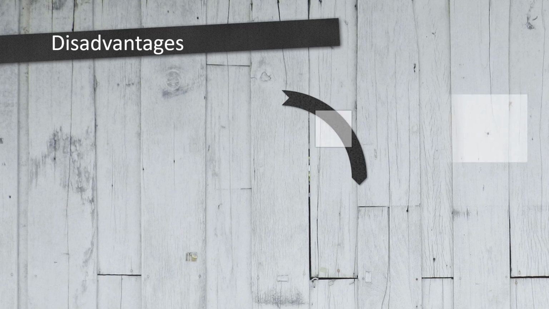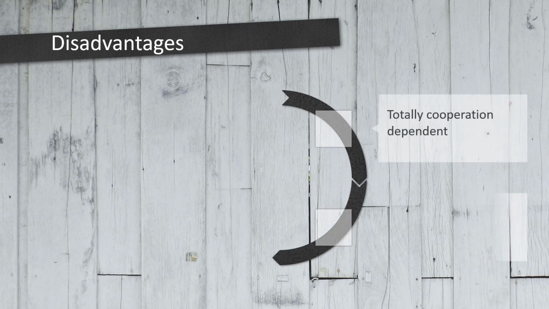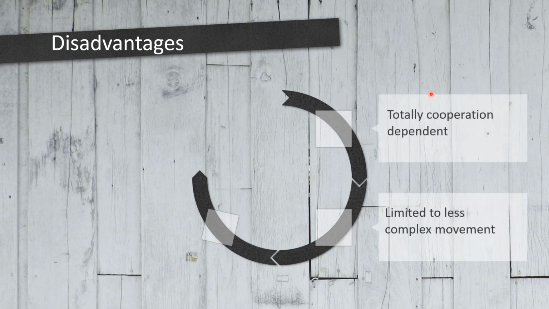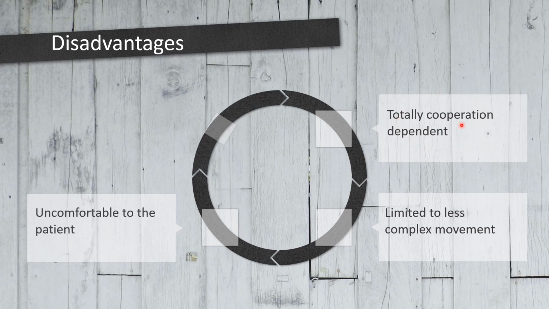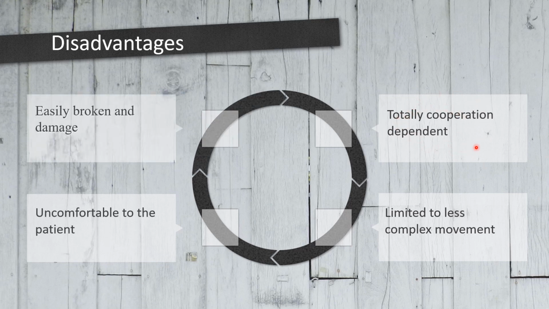The disadvantage of the removable orthodontic appliance is that it is totally cooperation dependent. That means it needs a highly cooperative or highly compliant patient because it should be inserted and removed by the patient and depends on the patient himself.